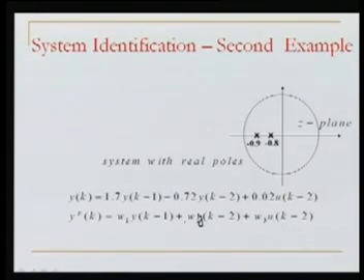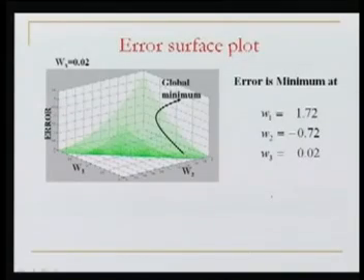When I do that, I finally get these exact values: w1 converges to 1.7, w2 converges to minus 0.72 and w3 converges to 0.02. So, this is where the error is minimum, at w1 equal to 1.7, w2 equal to minus 0.72 and w3 equal to 0.02. The error surface looks like this, and finally, here is the global minimum.